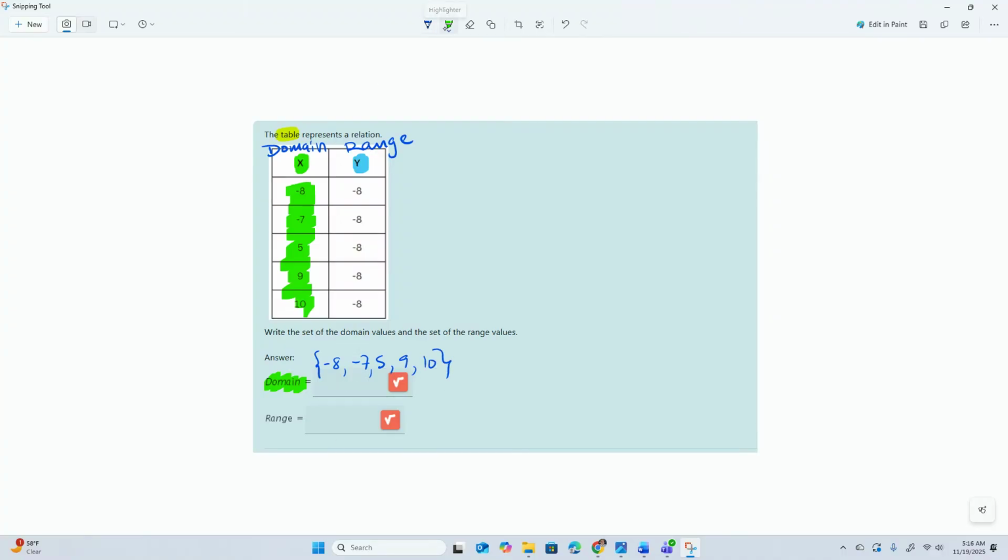And then all the numbers in the Y column, all of these, okay, those are the range. Now, when you write this one, can you see that the -8 is repeated 5 times? You're not going to repeat it 5 times. You only write it once. Any number that is repeated, you only write it once, okay? And that's how you do this problem. Let's go to the next one.